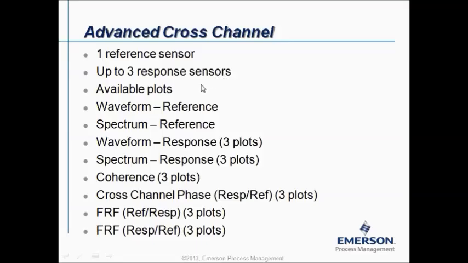So the data that will be available later on will be a waveform and a spectrum of the reference, and the waveform and the spectrum from the 3 response sensors, plus 3 coherence plots coming from the coherence between response B versus the reference A, response C versus reference A, and response D versus reference A. The same is true for the cross-channel data, so also here 3 plots, and for the transfer functions 3 for the reference divided by the response, and 3 for the response divided by the reference. But now let's take a look at how it works on the analyzer.